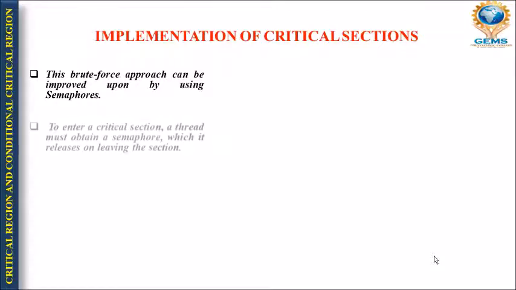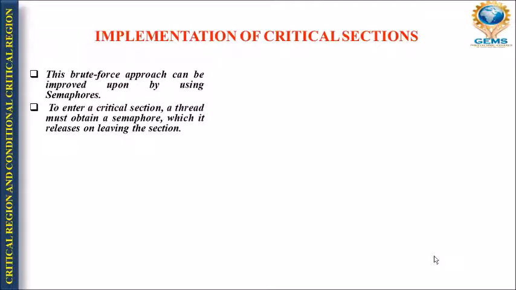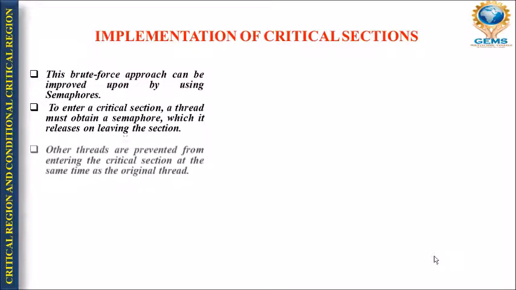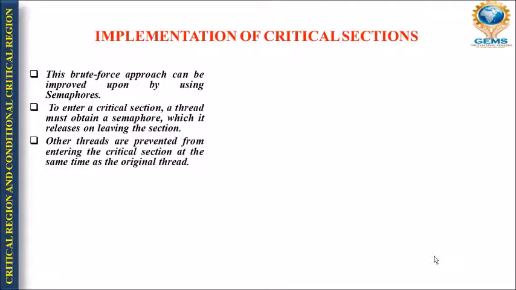That means by using the semaphore, the implementation of the critical section can be improved. In order to enter the critical section, a thread must obtain the semaphore. Without obtaining a semaphore, no thread will enter the critical section. Once a thread has it, other threads are prevented from entering the critical section at the same time as the original thread. That means other threads will not enter the critical section.